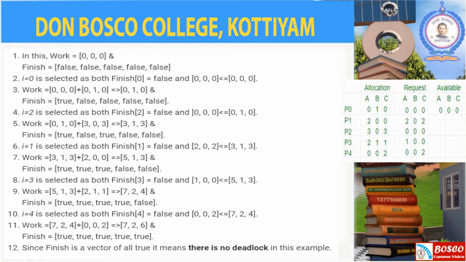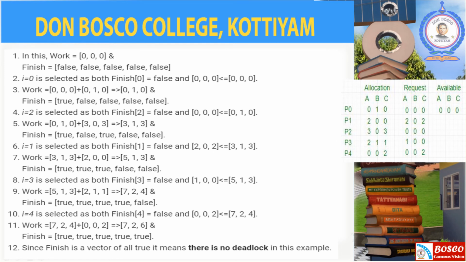So the next step is Work is equal to 3 1 3 plus 2 0 0. P1's allocation is 2 0 0. So after adding, the Work, the available resources information, is 5 1 3, and we have to change the status of P1 to true. Then again i is equal to 3. When i is equal to 3, we check the finish status. Finish status is false, and we check whether the request is less than Work. Request is 1 0 0, it is less than 5 1 3, so the condition is true. So the next step is to add the allocation to Work, that is 5 1 3 plus 2 1 1, and it will become 7 2 4. And we change the status of P3 to true.